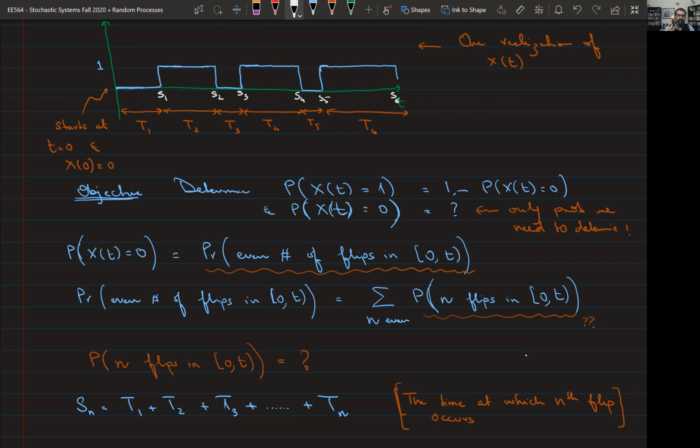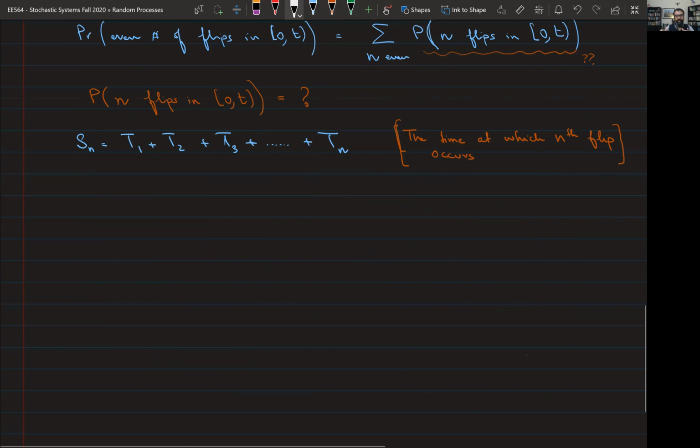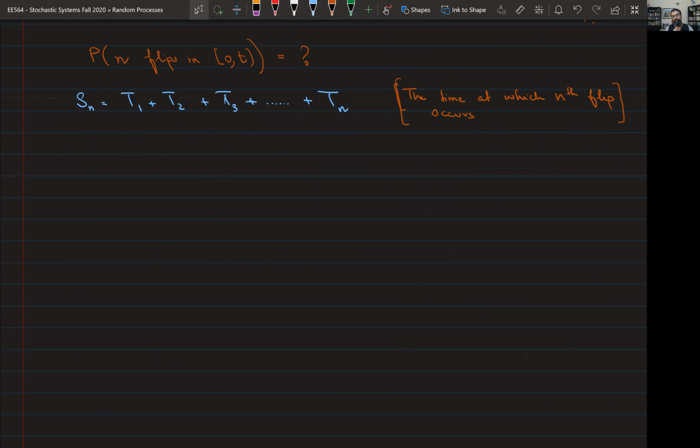Okay, it's exactly the time at which the sixth flip occurs. Okay, and of course this is random because it's a sum of random variables, and therefore S6 is also random. And the generalization? Sn is equal to the summation of T1 all the way up to Tn, and this is the time at which the nth flip occurs, right? Okay.